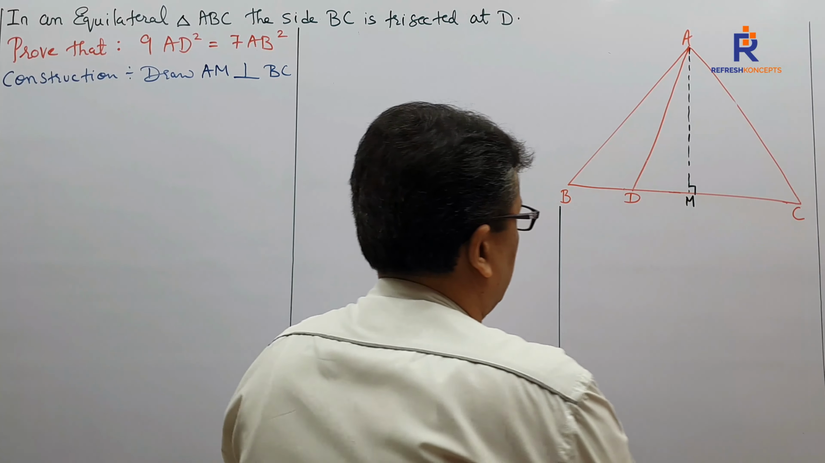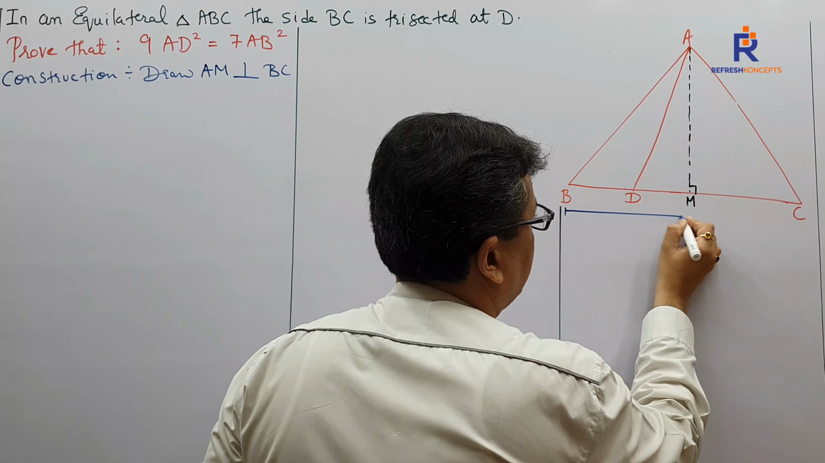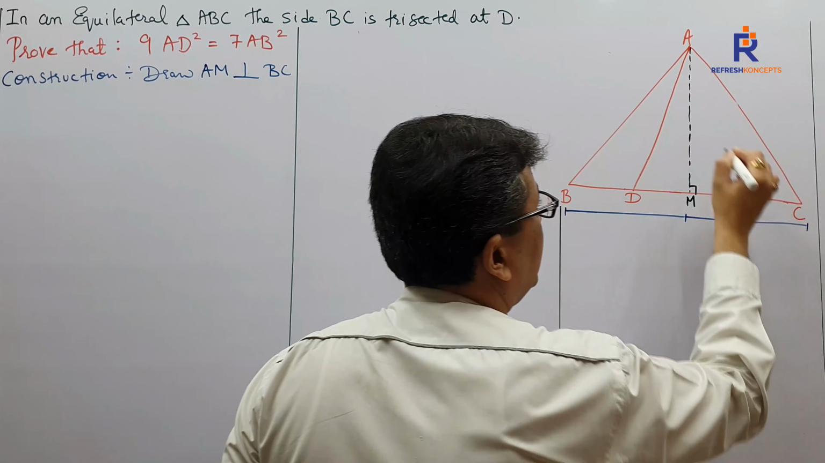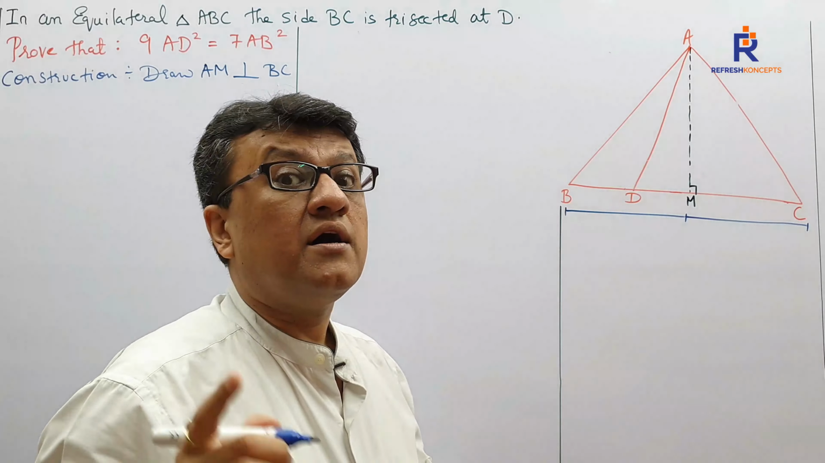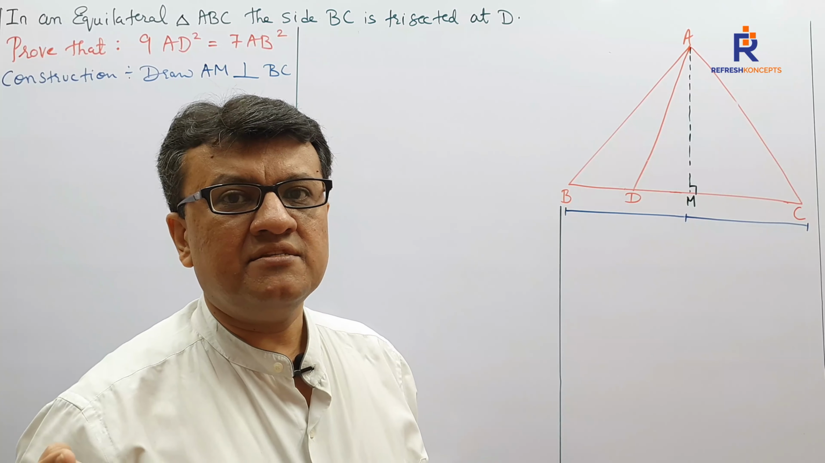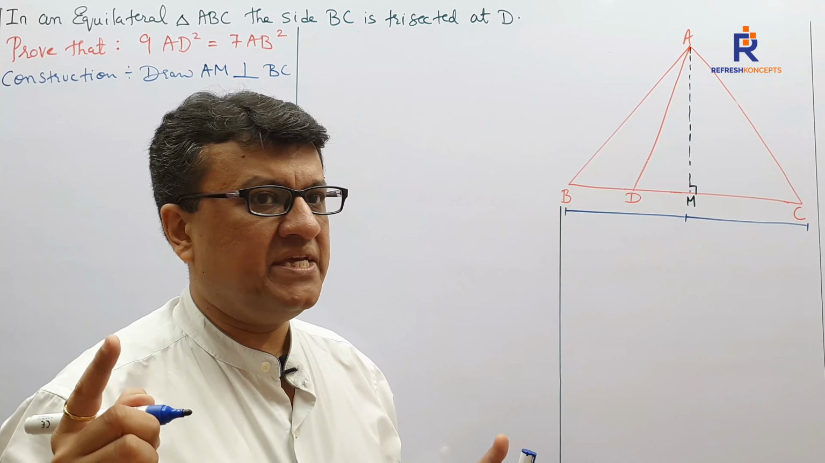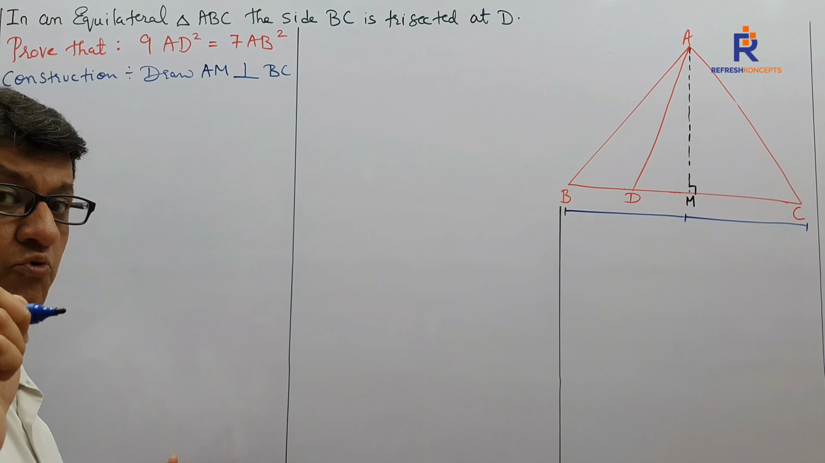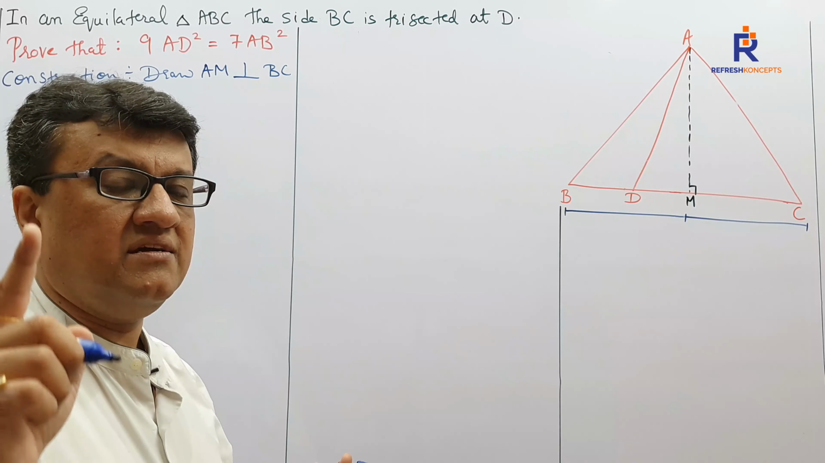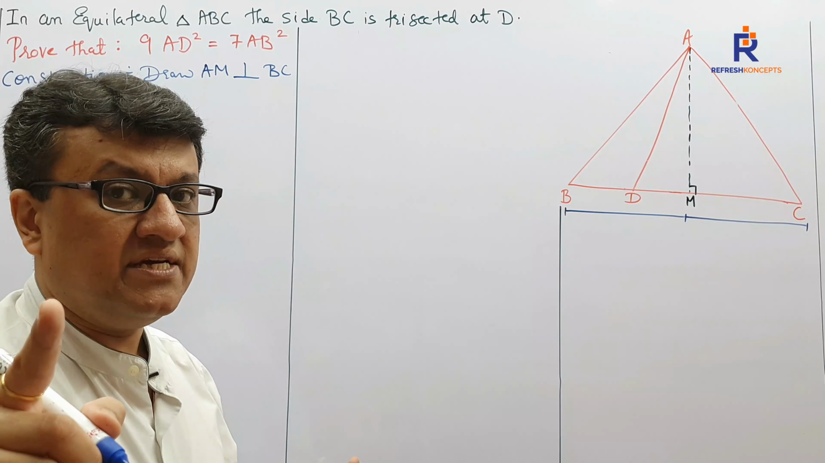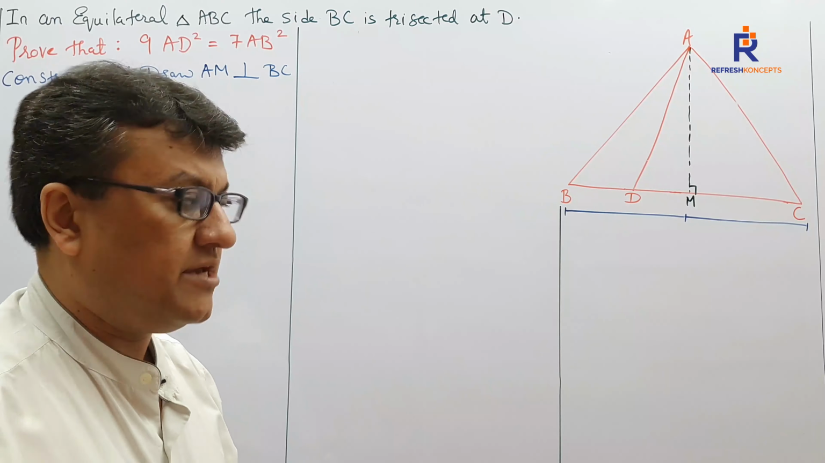So can I say now that BM is equal to MC? Why? Because AM is not only an altitude, it acts as a median. So M is the midpoint of BC. I want this to be remembered. For an equilateral triangle, angle bisector, perpendicular bisector, median and altitude are the same.